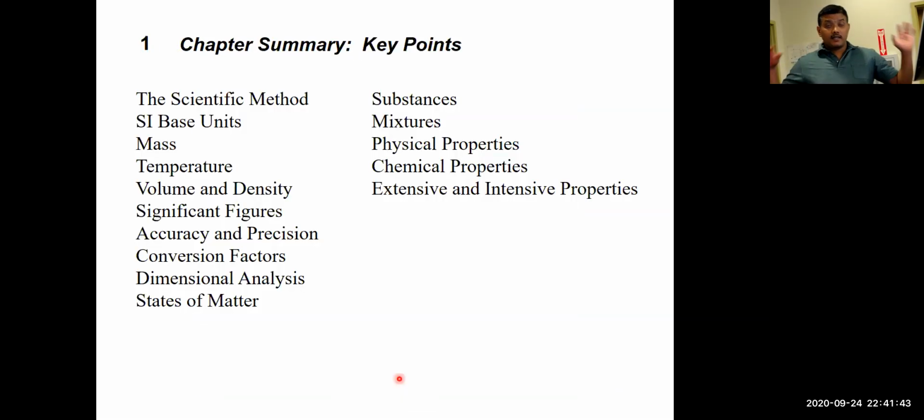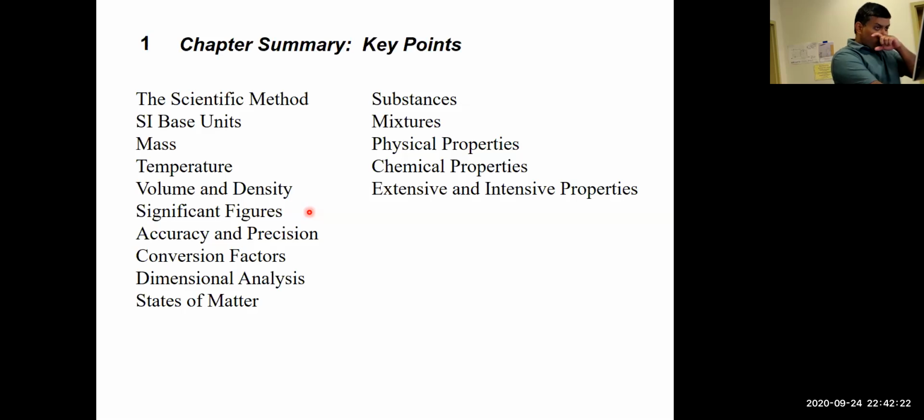All right. Let's summarize what we discussed in this chapter so far. We started our discussion with the scientific method. We explained what it is, and we introduced ourselves to SI-based units, and we talked about what mass is, what temperature is, and what the different units of temperature are. We discussed volume and density, the derived units of SI-based units, and we discussed the significance of significant figures and how to identify the number of significant figures and how to use them in calculations.